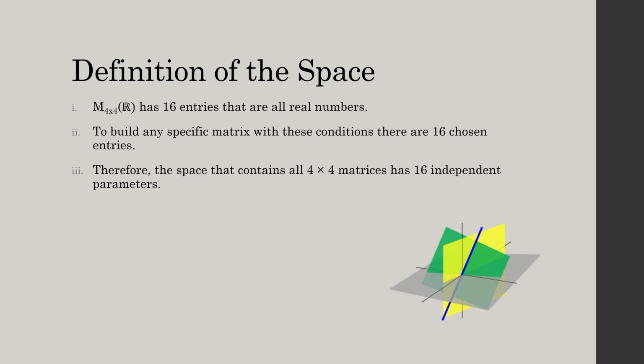Next, to talk about our space. Since M is all real 4x4 matrices, it's going to have 16 entries, and this R means that they're all real numbers. So to build any matrix with these conditions, there's going to be 16 chosen entries. So therefore, the space would have 16 independent parameters.